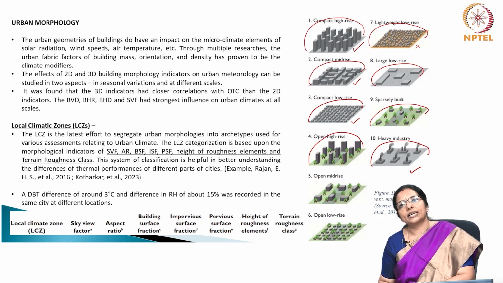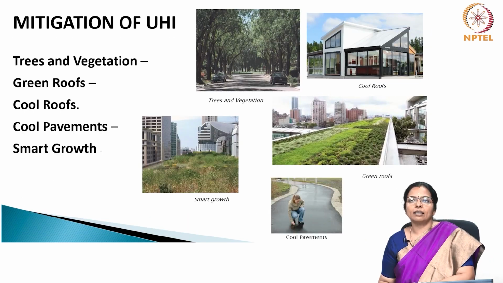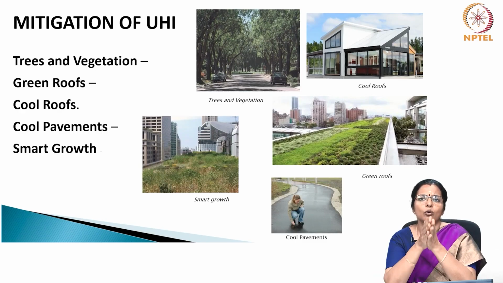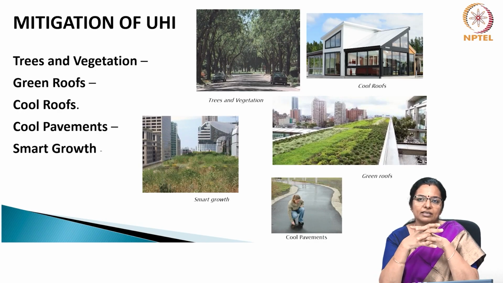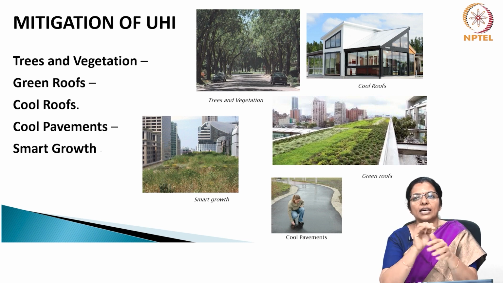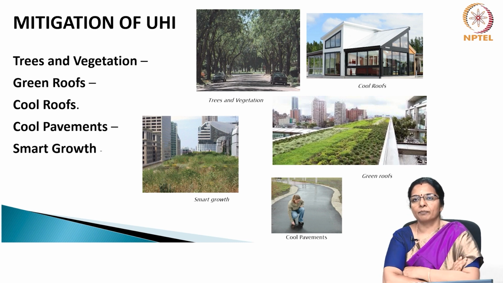Let us now look at the strategies for mitigating urban heat island. First and most important is trees and plants. By providing shade and cooling through evapotranspiration, an increase in tree and plant cover decreases air and surface temperatures. Additionally, plants and trees help prevent erosion and lessen stormwater runoff.